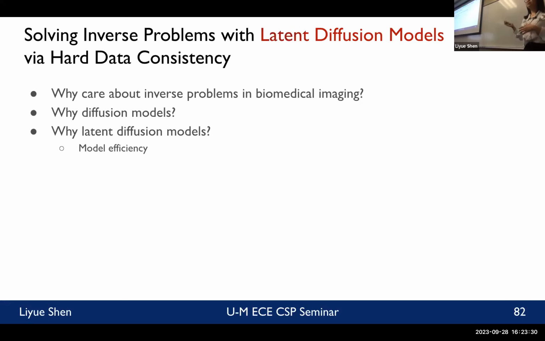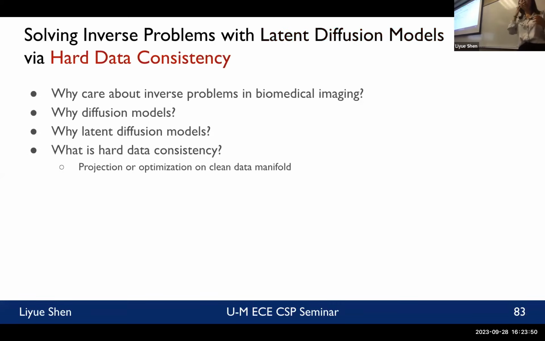And why do we want to use the latent diffusion model? Because the diffusion model is pretty expensive in time consumption and memory cost, and we want to have better model efficiency by using the latent diffusion model to further improve the efficiency of this algorithm.